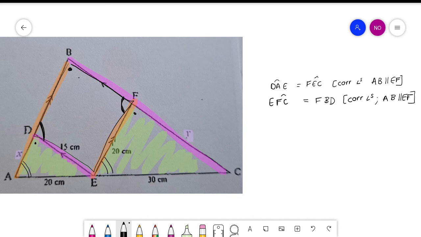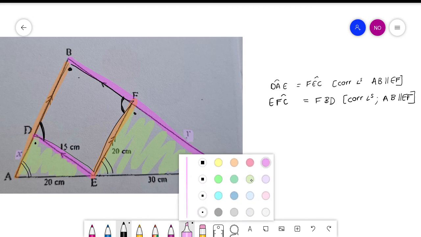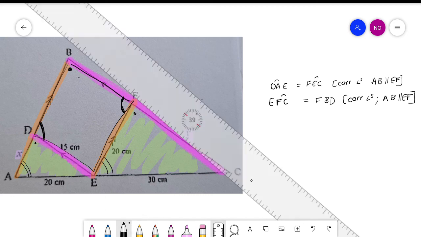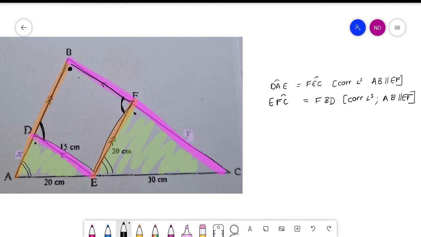Okay, and then I looked at these parallel lines and said, okay, then this one is also corresponding to this one. If you look at the other set of parallel lines, sien julle?